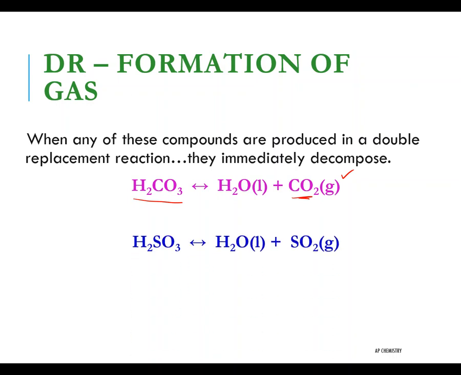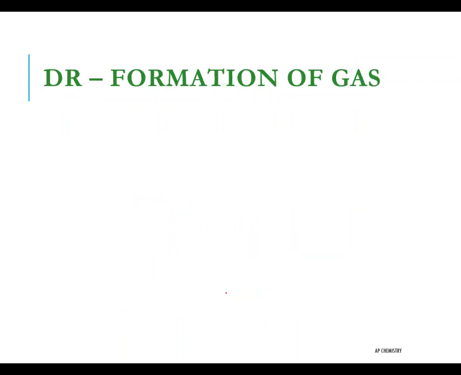Sulfurous acid, once again, is going to break down into water and sulfur dioxide. And then the ammonium hydroxide is going to break down into ammonia gas and water. So water is a product of these, but then we have our individual gases that go with them: the carbonates, carbon dioxide, the sulfites, SO2, and then, of course, ammonium changes to ammonia. Now let's take a look at examples of where this actually takes place.